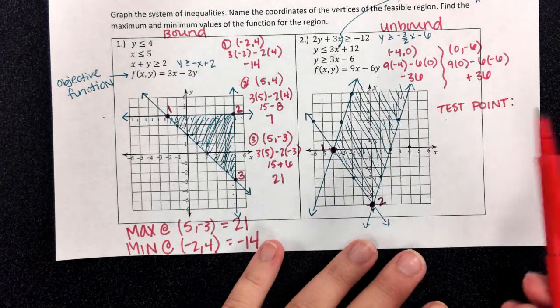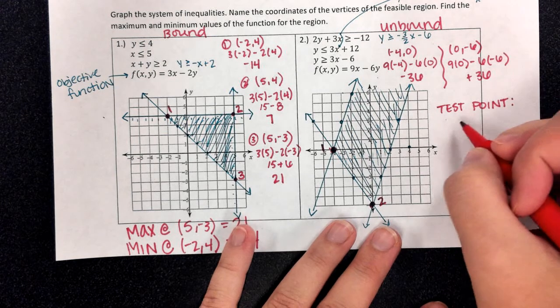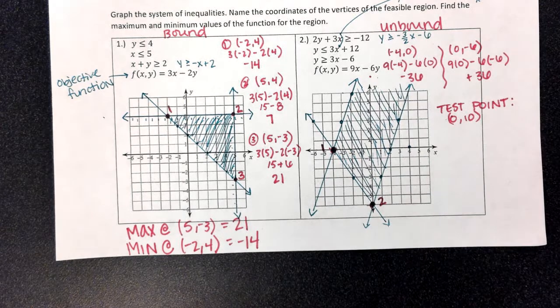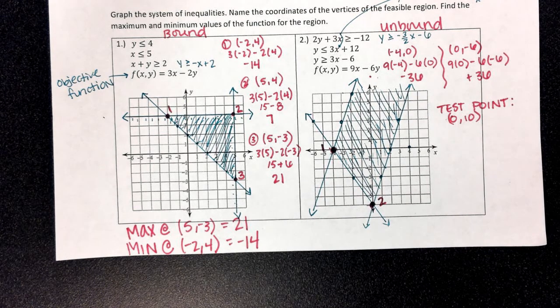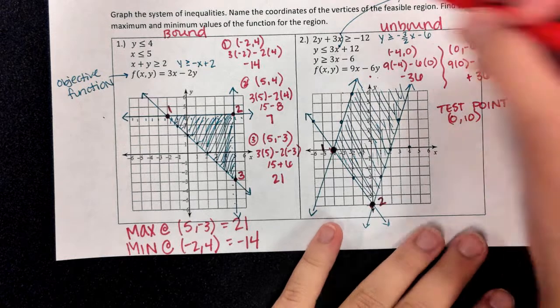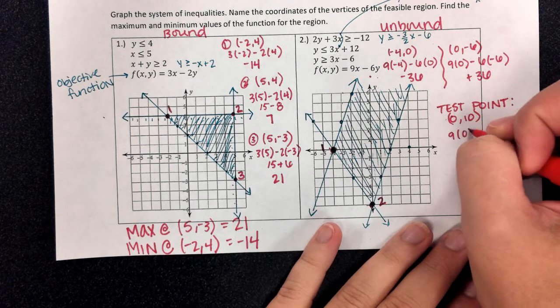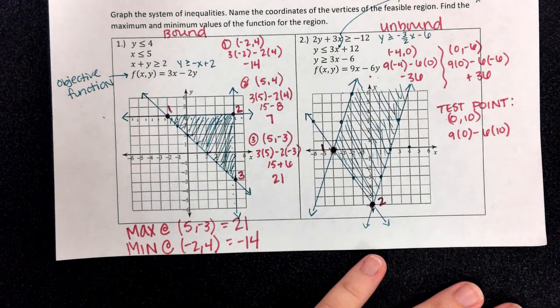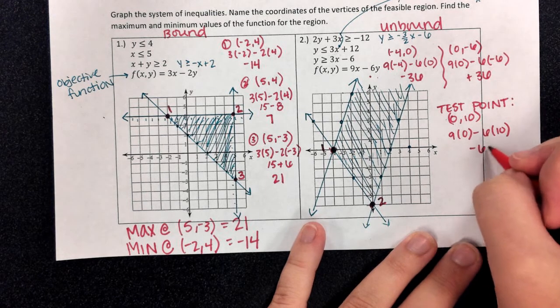And I'll tell you why in just a second. So I'm going to pick the point 0, 10 because I know that will be somewhere up in my shaded area, but off my graph. So I have 9 times 0 minus 6 times 10, which would give me a negative 60.